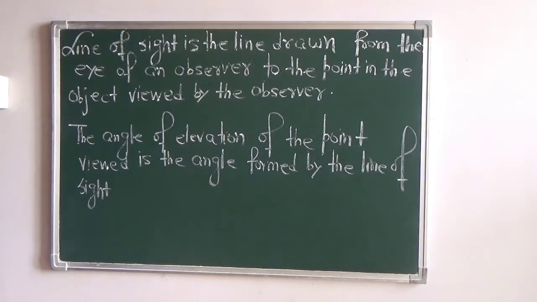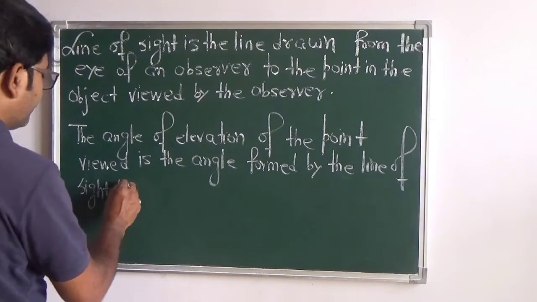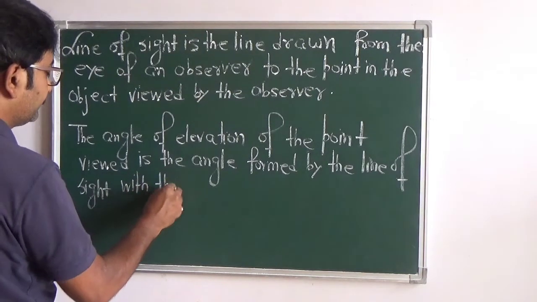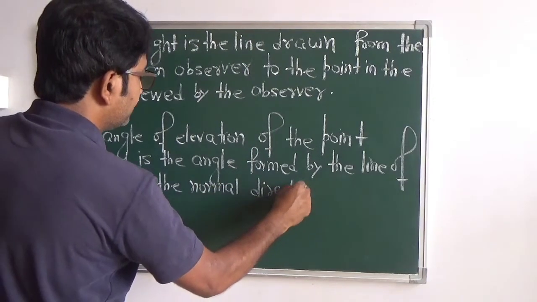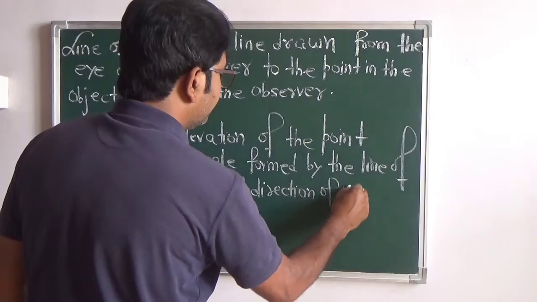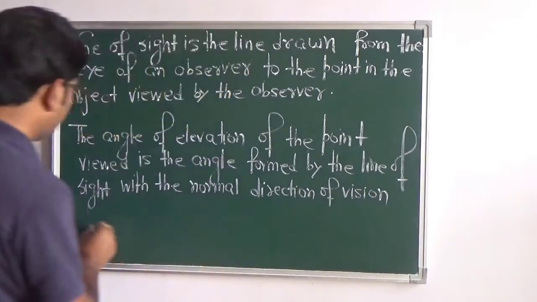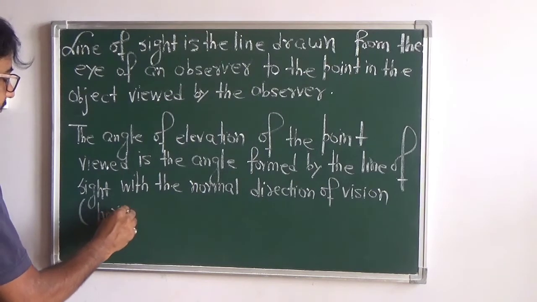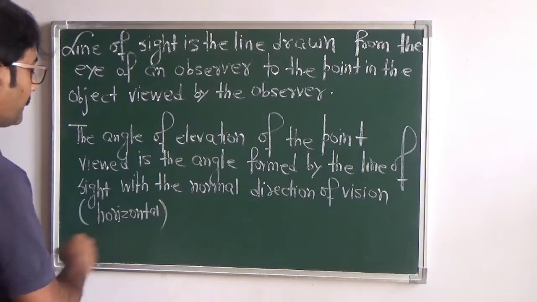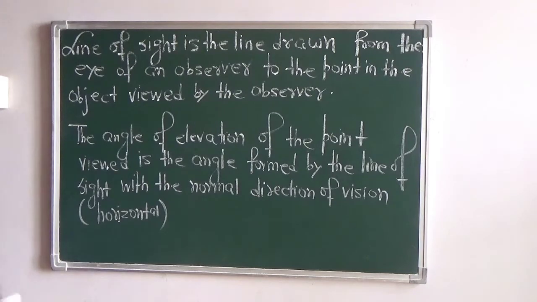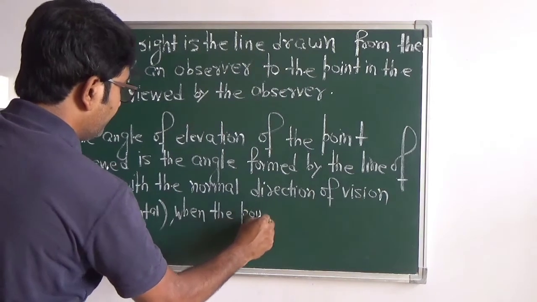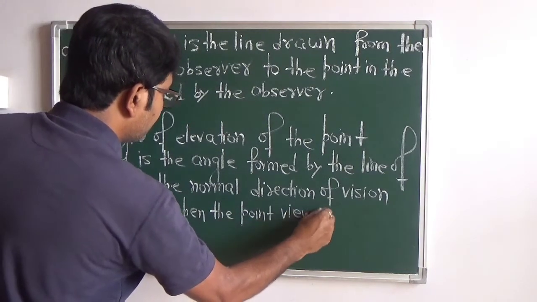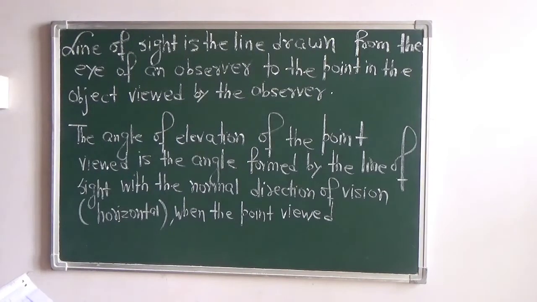Angle of elevation of the point viewed is the angle formed by the line of sight with the normal direction of vision, which we can also call as horizontal, when the point viewed is above the horizontal level.